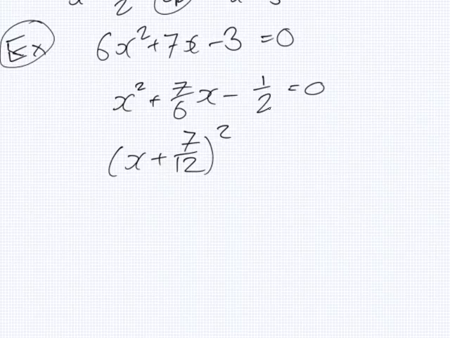Minus 49 over 144. So at the back I'll get minus 121 over 144. Okay. That's just completing the square. Now what should I do next?